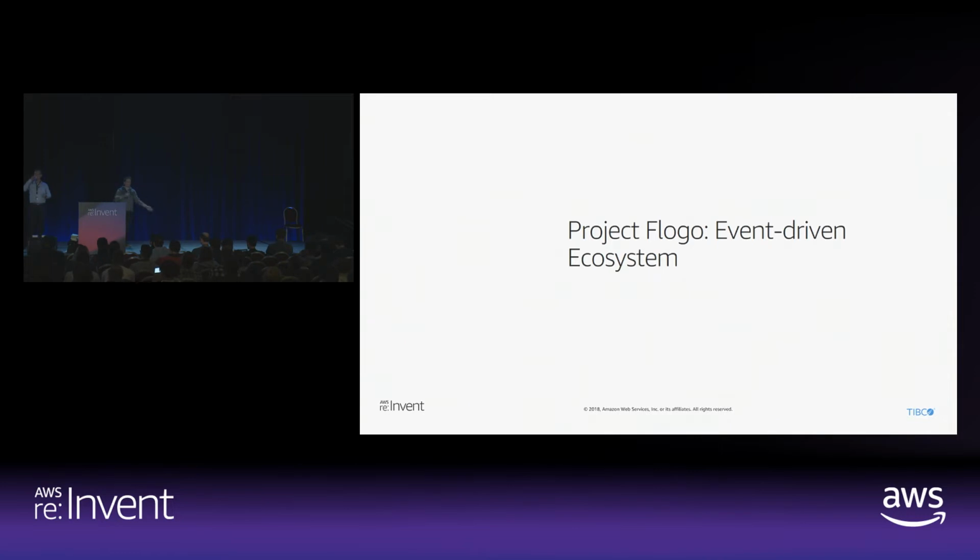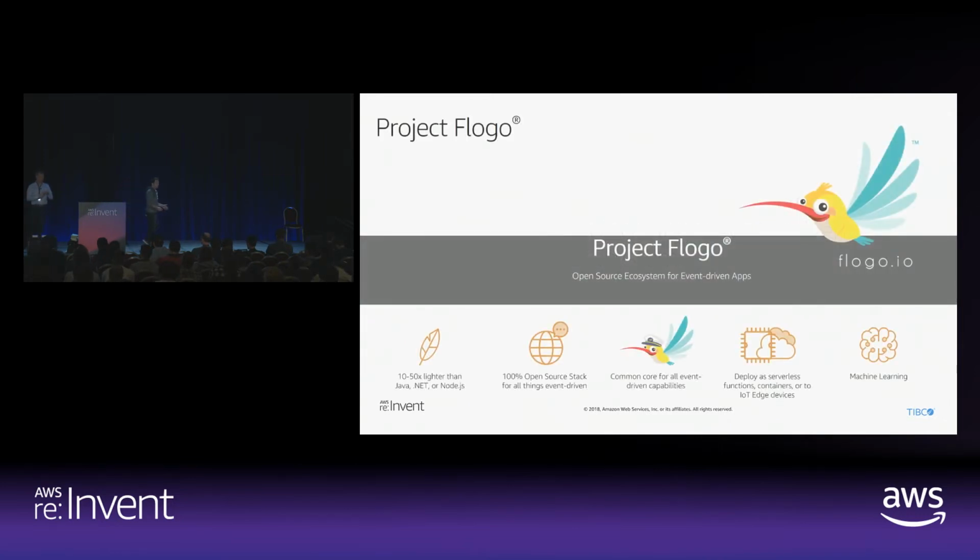So I'm going to shift gears entirely and talk about Project FlowGo. Project FlowGo is an open source ecosystem for event-driven apps. When we set out to build Project FlowGo about two-ish years ago, we set out with a couple key initiatives in mind. The first initiative is that it had to be lightweight. It had to be efficient from a resource consumption perspective.